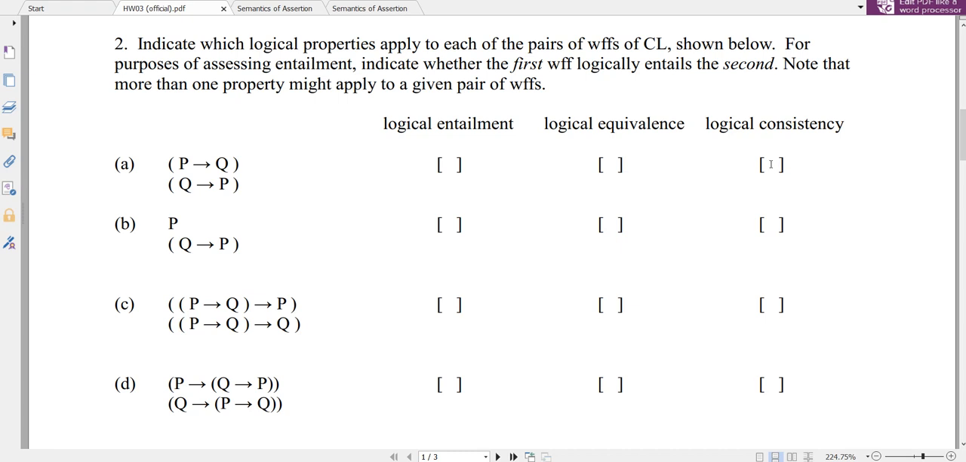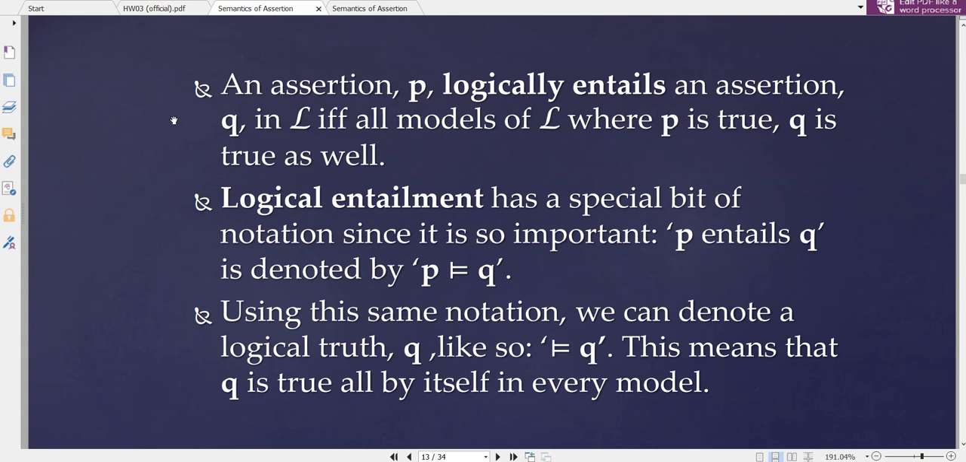But now you've got to figure out whether or not entailment holds. Now, entailment is the idea here. If we look back at our lecture, I think this is on semantics of assertion. An assertion P logically entails an assertion Q in the language if and only if all models of the language where P is true are ones in which Q is true as well. That's the idea of entailment.